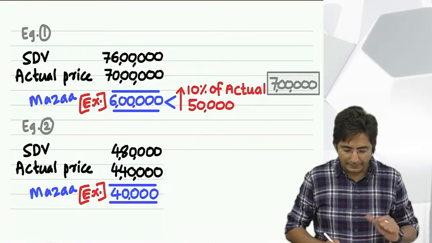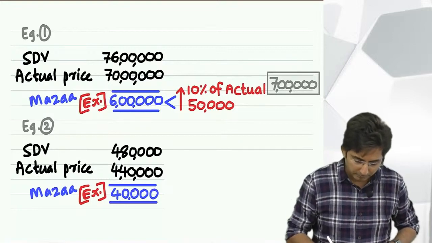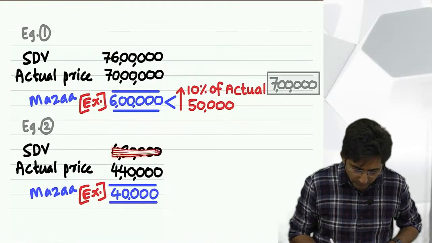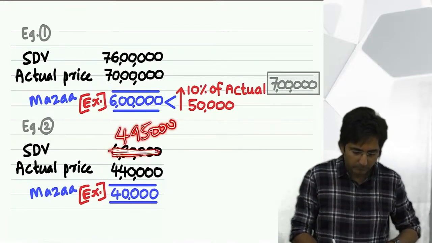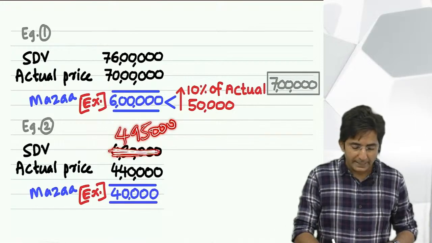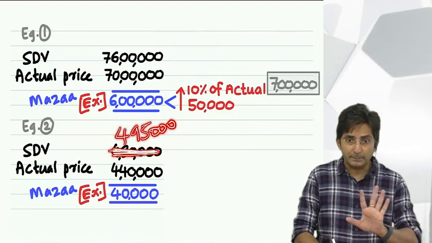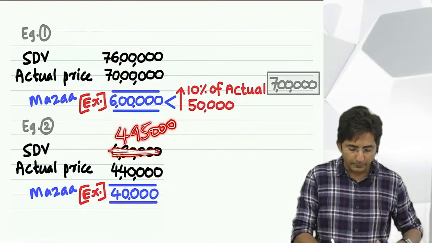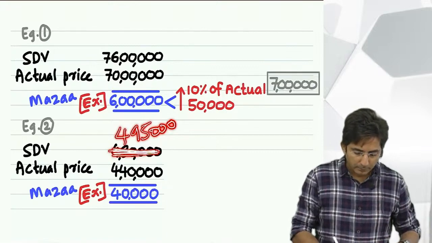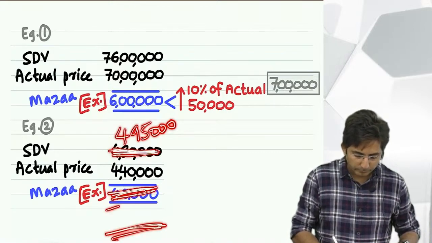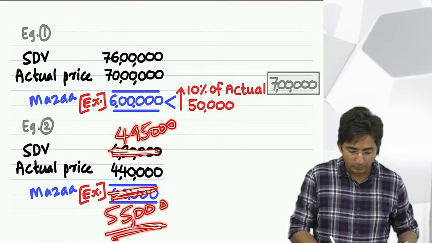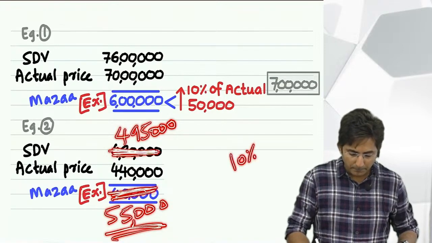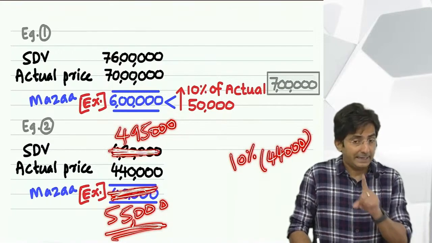Okay, tell me, what if I change the figure? What if I am making one change? What if this was 4,95,000? So SDV 4,95,000, actual price I am keeping the same, 4,40,000. So now what is the difference? 55,000. So now I am getting a benefit of 55,000. Now find out 10% comes to how much? Still it is 44,000, because 10% we are taking on actual, and I didn't change the actual price.